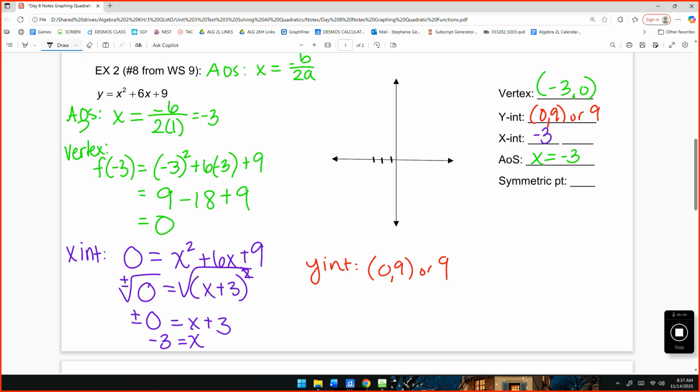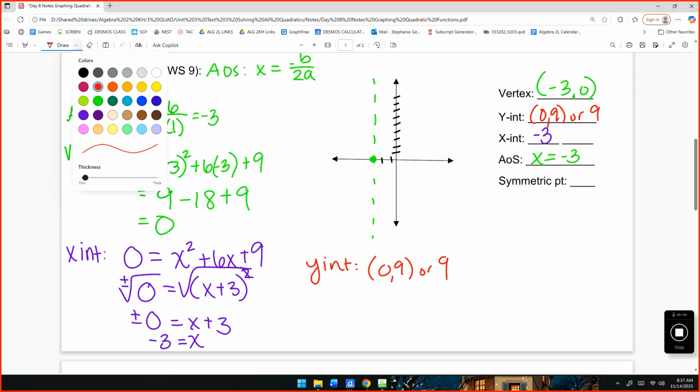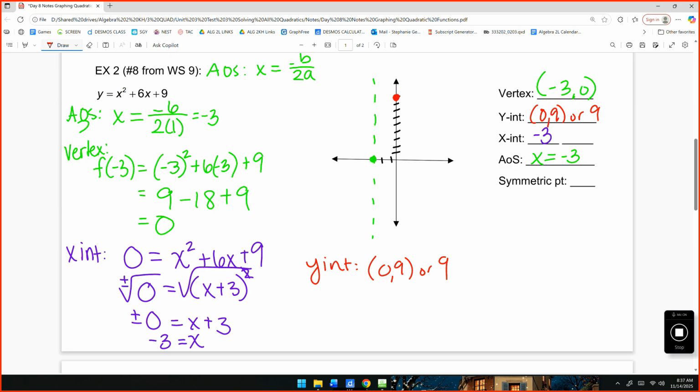We know we've got going out that way, y-intercept 0, 9, 1, 2, 3, 4, 5, 6, 7, 8, 9. Okay, so negative 3, 0 is the vertex. Axis of symmetry is right here. Our y-intercept is 0, 9. So I just got to figure out what is that other point. So it's 3 units away from the axis of symmetry? Yeah, 3 units, so 1, 2, 3. So what is that point right there? Negative 6, 9?